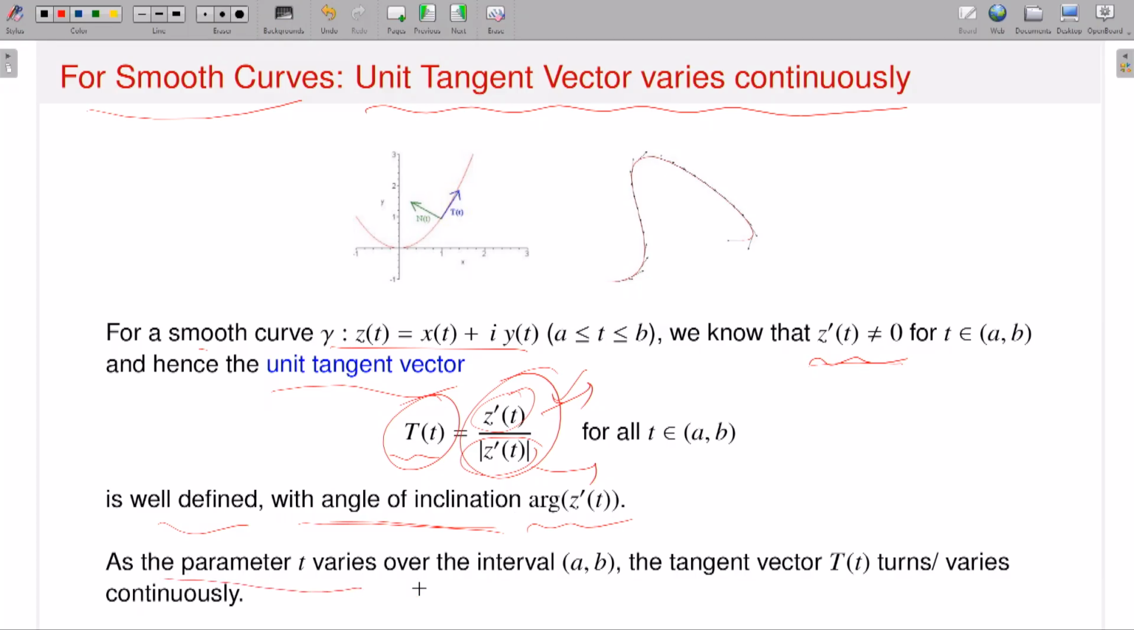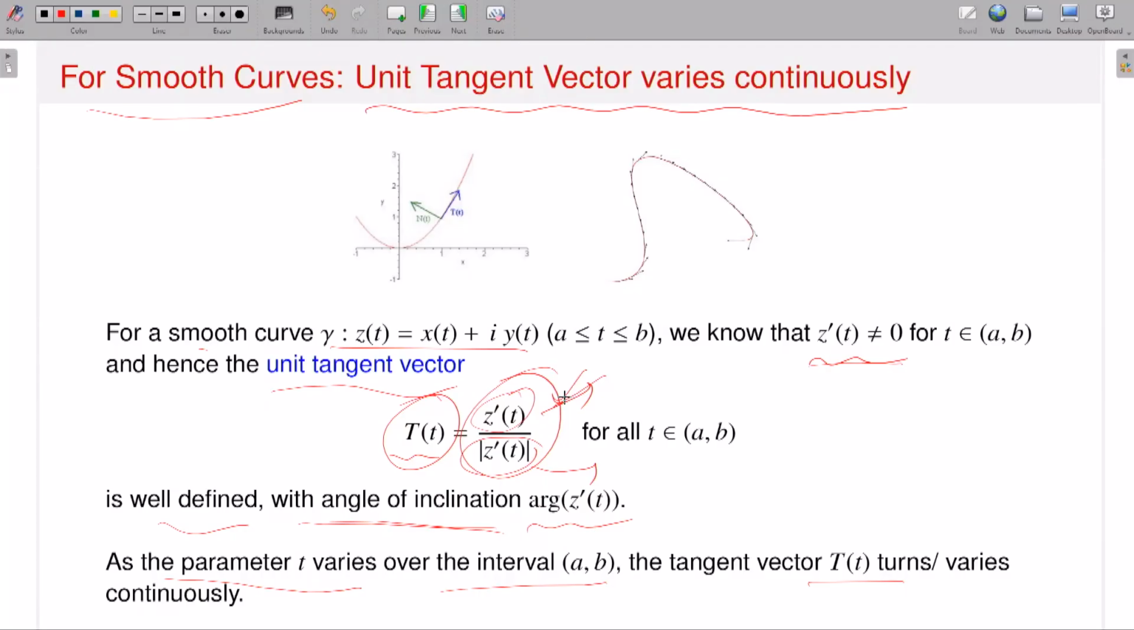Now as the parameter t varies over the interval a to b, the tangent vector varies continuously. It follows from the expression of the function T of t, because T of t is nothing but z prime t divided by the absolute value of z prime t. z prime t is continuous, the absolute value of z prime t is continuous, so the quotient of two continuous functions is continuous. Therefore my tangent function t goes to T of t is actually continuous.